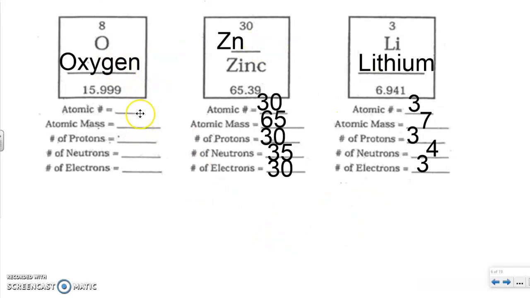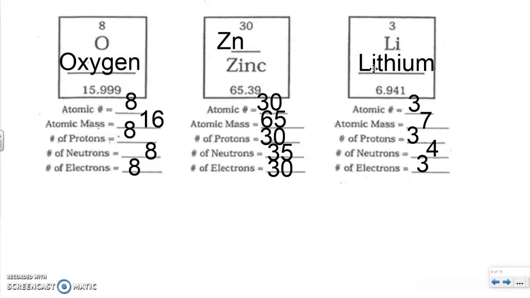We're filling in all the blanks, and I can read the periodic table and quickly see that the atomic number for oxygen is 8. Its mass would be 16 because we always want to round that mass to a whole number. The protons are 8 because that's what the atomic number is. The neutrons is simply the mass minus the protons. That's 8. And the electrons are negative to balance the positive protons. Zinc, capital Z, small n, and lithium are done for you.